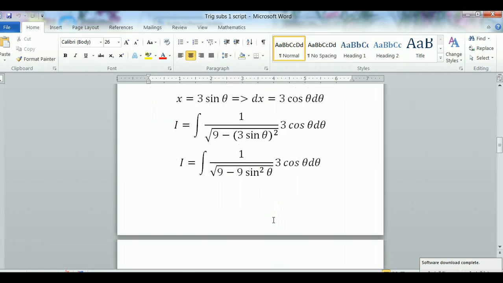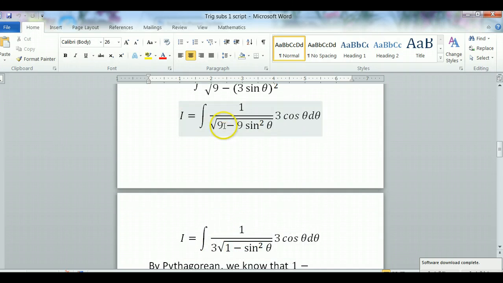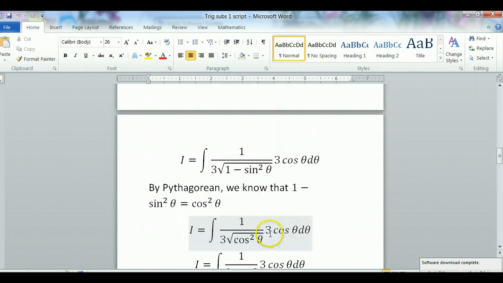Now you will notice that in all these examples that we will do, you can take the 9 outside the radical. When you take the 9 outside the radical, that becomes 3. And inside the radical, now the 9 is gone, so you will have 1 minus sine squared theta. Now at this point, if you pause a little bit, you will know something wonderful happens, because what is inside the radical is 1 minus sine squared theta. Now by Pythagorean, we know that 1 minus sine squared theta is cosine squared theta.